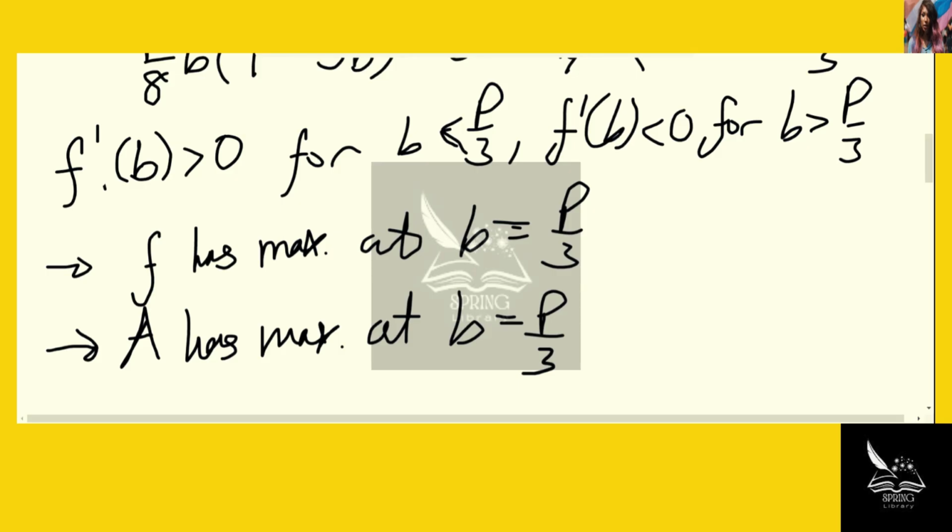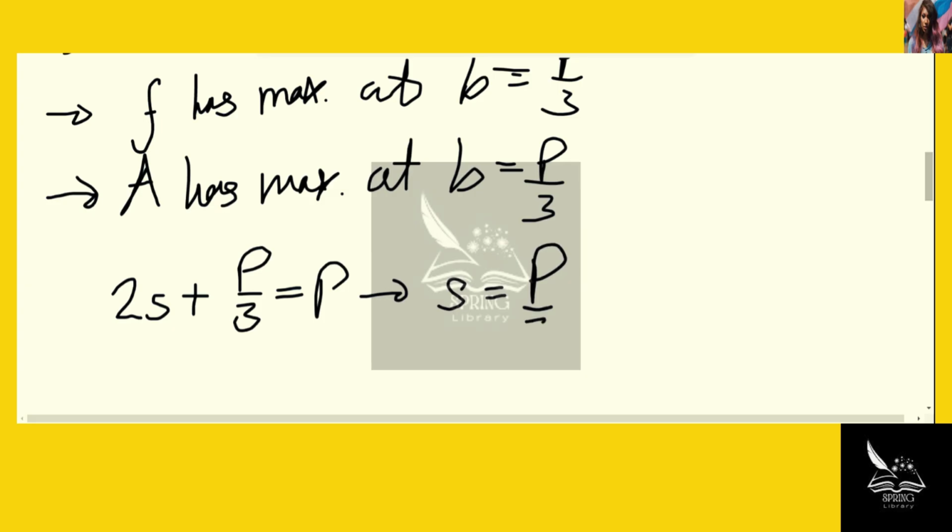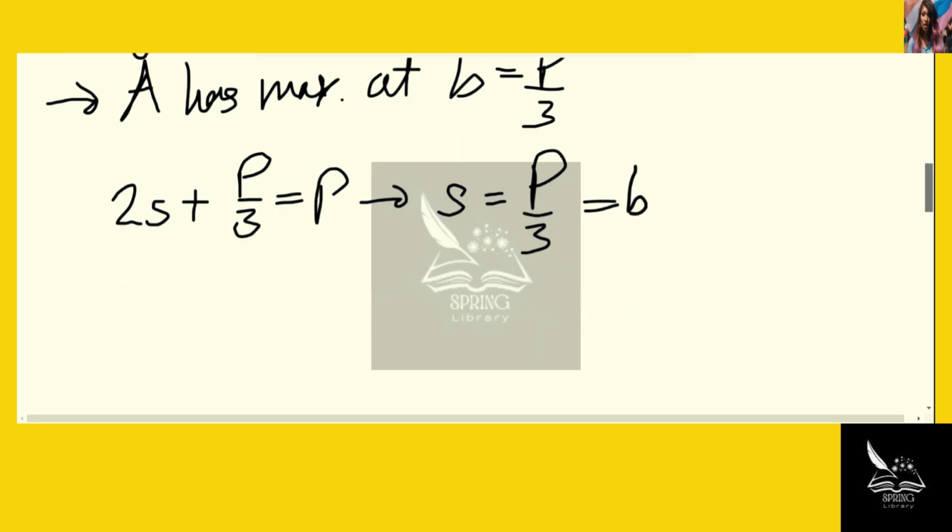Substituting into our perimeter equation, we have 2 times S plus P over 3 equals P. So S is equal to P over 3. But then it follows that S is equal to B. Since S is equal to B, all three sides are the same, and it follows that our triangle is an equilateral triangle.